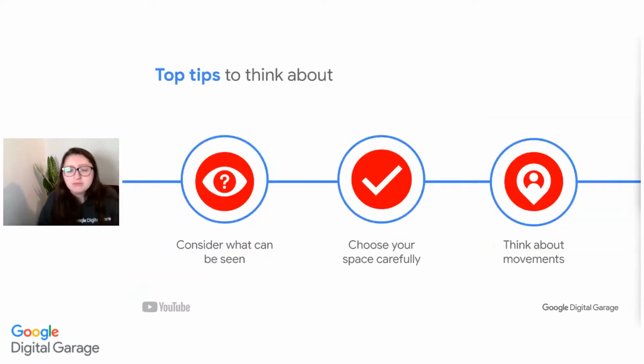Top tips to think about. Consider what can be seen in the shot. What have you got on? What's in the background? Make sure you've chosen clear backgrounds. You've avoided any heavy prints, spots, stripes.